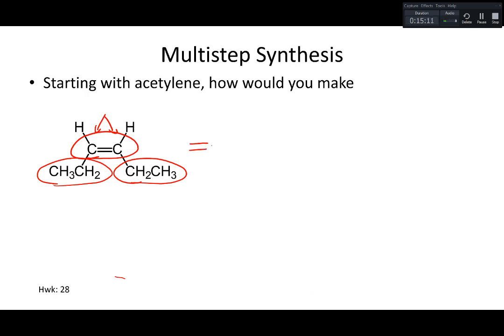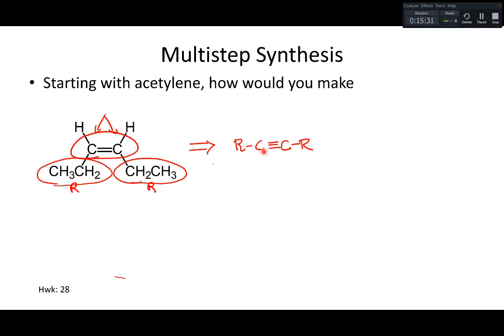Before this step, there must have been a triple bond somewhere. So I'm going to call this R, and then this would also be R because they're the same. So I'm going to have R, C, triple bond, C, and R like that. That's the thing that must be right before that.